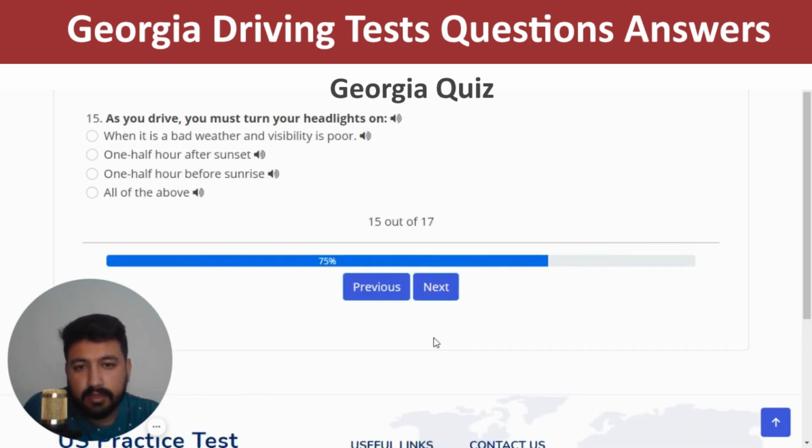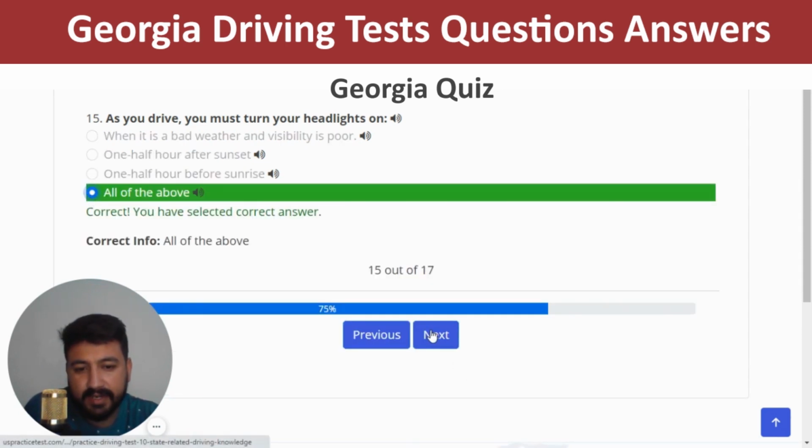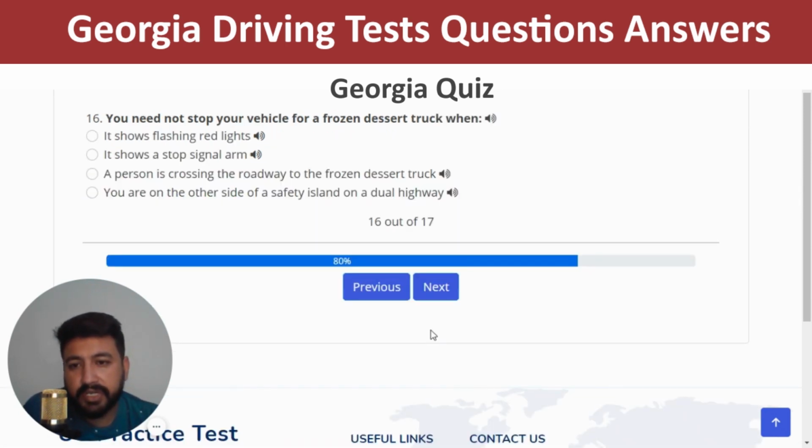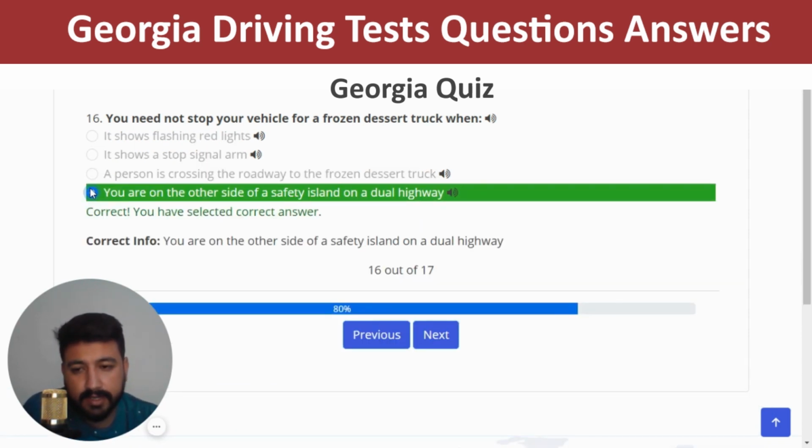Correct. And next. The third last question is, as you drive, you must turn your headlights on. So the right answer is all of the above. Next. The 16th question is, you need not stop your vehicle for a frozen desert truck when... The right answer is you are on the other side of a safety island on a dual highway, which is the fourth one. Correct. And next.